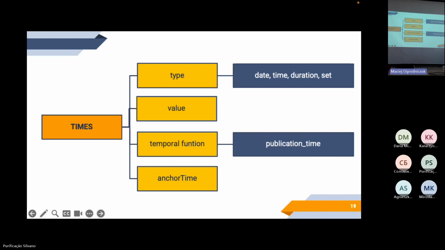We have the temporal function of the expressions. Normally, the publication time, as you know, in news comes at the beginning. So we annotate that as publication time. And then we also establish the anchor time. This is important because, for instance, in the news, if you have that today someone assaulted someone, this "today" has an anaphoric link to the date at the beginning. So the date works as an anchor time for me to interpret "today". Otherwise, I wouldn't be able to do it, right?